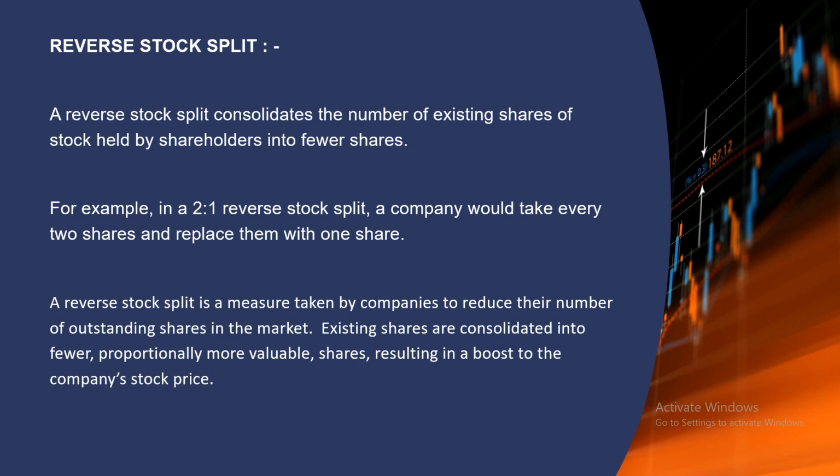Now coming to the reverse stock split. A reverse stock split consolidates the number of existing shares of the stock held by the shareholder into fewer shares and increases the stock price in the same ratio. Let's understand with an example where a 2 for 1 reverse stock split happens. A company would take every 2 shares and replace them with 1 share. So if you hold 2 shares of a company, it will become 1 post reverse stock split.